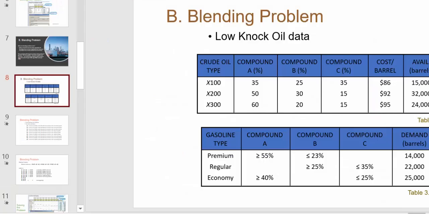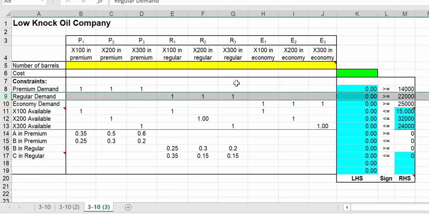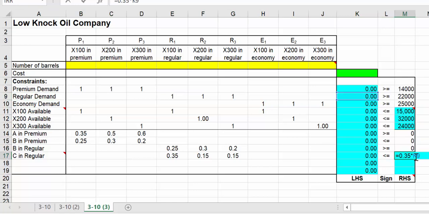Now let's take a look at C that's in regular. We want this to be less than or equal to 35%. And it's 35% of, so 0.35, and that's going to be multiplied by the amount of regular that is produced. Again, this is regular, going across here. This is how much we would make, and this is how much our customer wants. So we've just asked for that to be 35% of that.